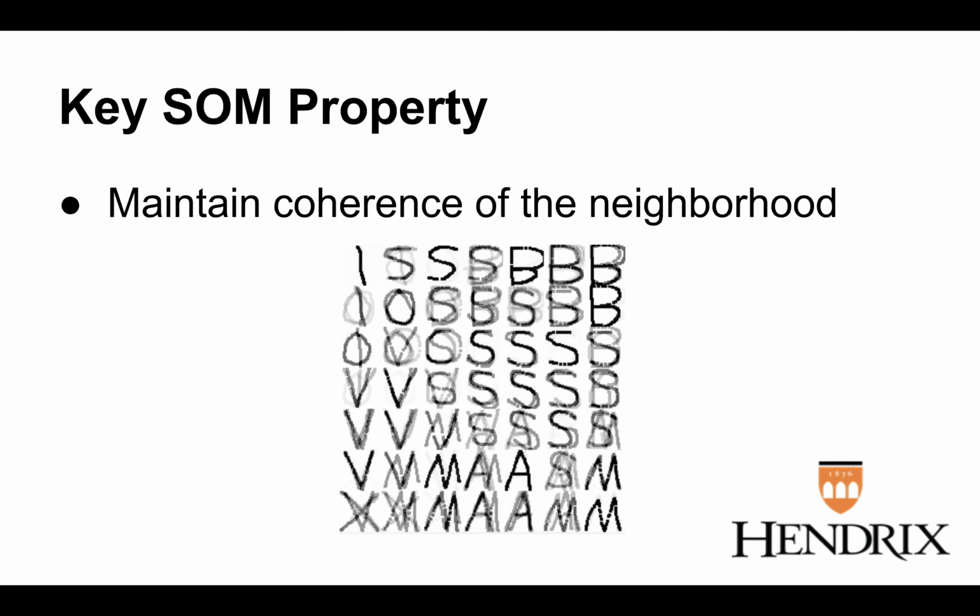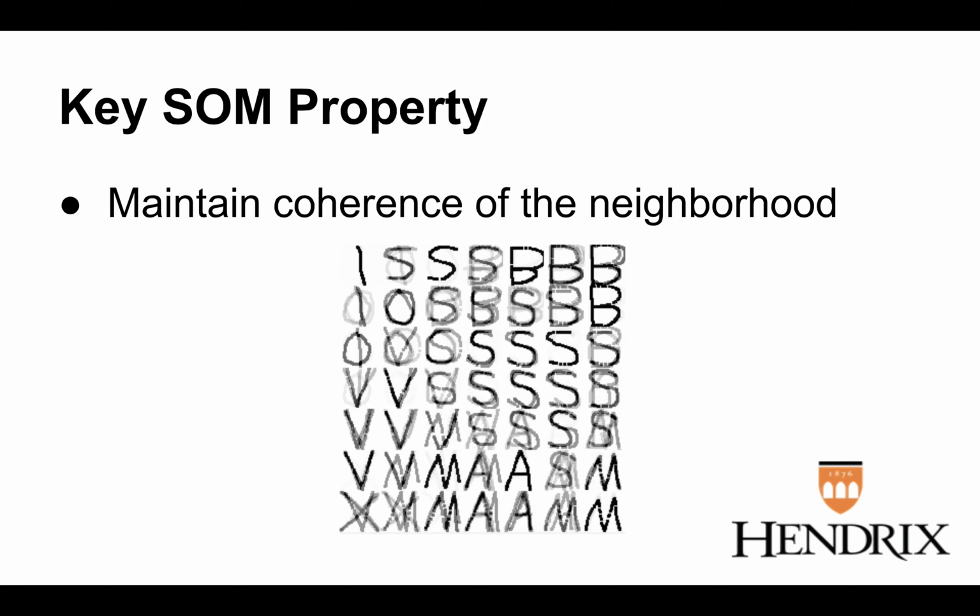So, a key property of the self-organizing map, a key design idea, is to maintain coherence of the neighborhood. So here I have a 7x7 self-organizing map that I trained on some handwriting samples. These handwriting samples came from someone with amazing handwriting, namely me. So not so amazing, of course.